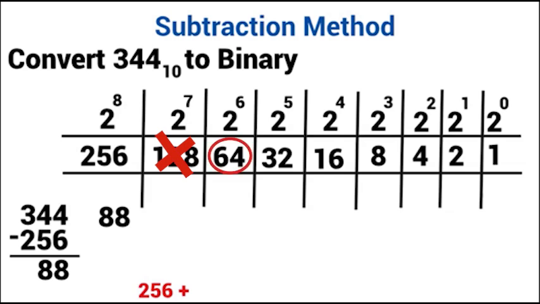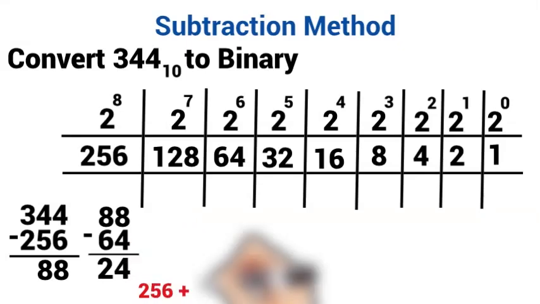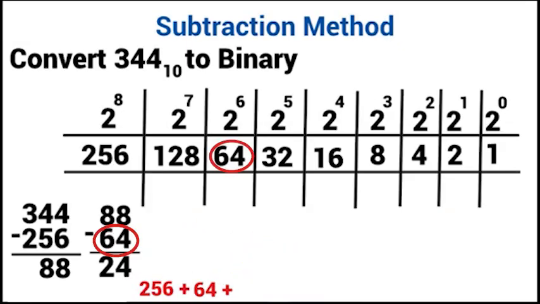Therefore, we will select 64, which can be subtracted from 88. And so 88 minus 64 is 24. Remember to copy 64 at the bottom for our checking later.